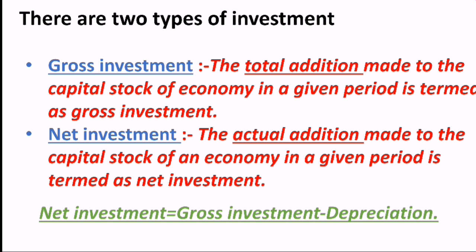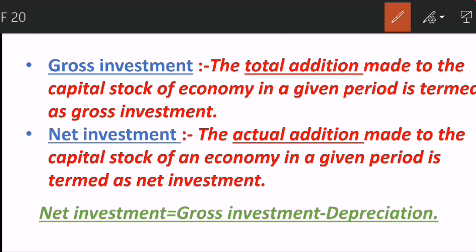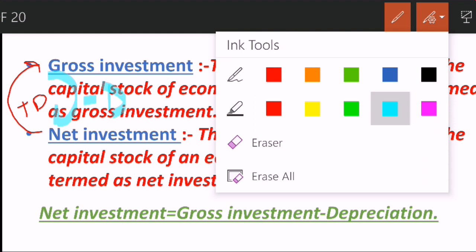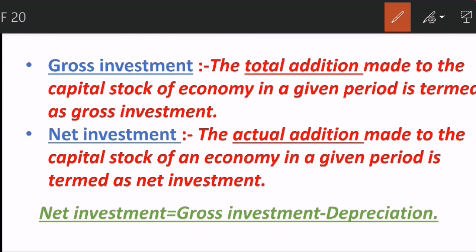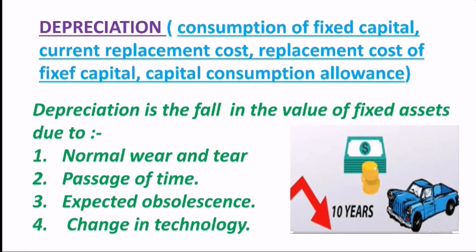So net investment is nothing but the actual addition made to the capital stock of the economy. Now it is very simple. Whenever you have to go from net to gross, just add depreciation, and whenever you have to come from gross to net, then always subtract depreciation. That is the only difference. Gross contains depreciation, but net does not contain the depreciated value. So this statement highlights it very succinctly: net investment is equal to gross investment minus depreciation. If you remove depreciation from gross investment, then the remainder will be net investment, right?